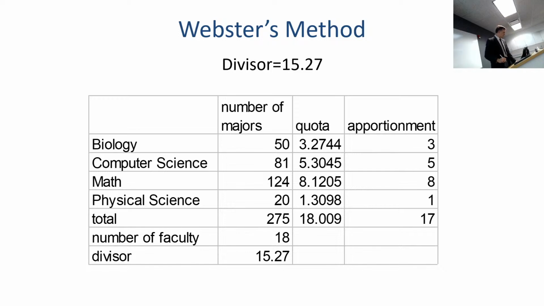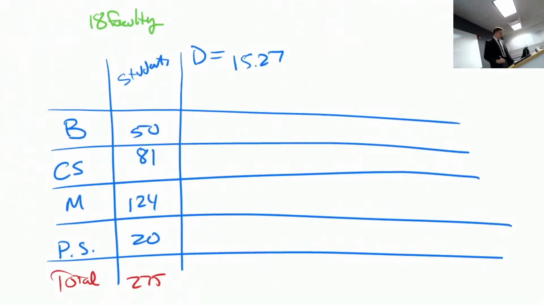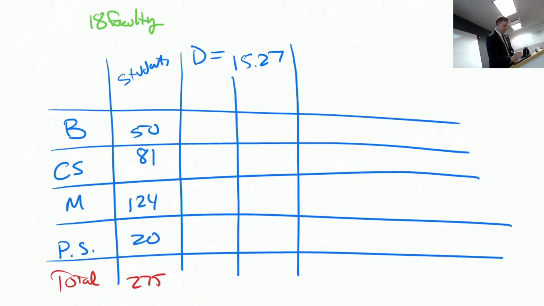Okay, so let me just show you what I've got here, so you can see. I know my grid looks not as good as the PowerPoint grid, but that's okay. So what I'm going to be doing is I have the divisor of 15.27, and where that came from was I actually took 275 divided by 18. This is the standard divisor. Always start with the standard divisor with Webster's method because sometimes you're going to get lucky. It will work.